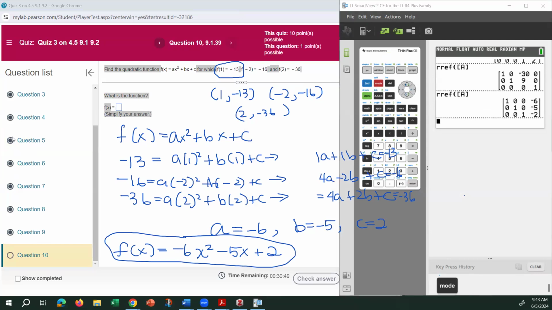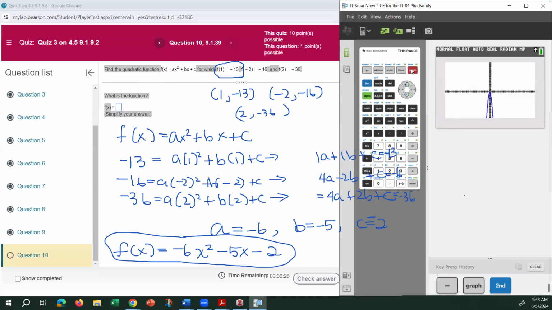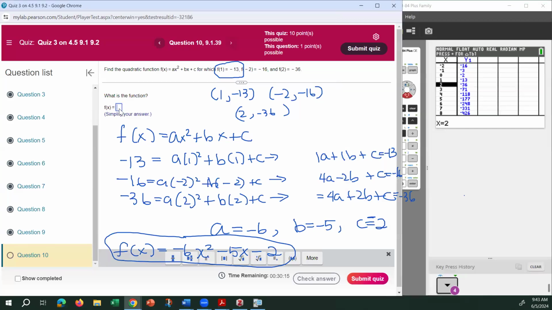So it's good that I checked. I bet someone noticed it before. C is actually -2, and I have to put -2. All right, let's go back and graph it. So it's a good thing I double checked myself. So this is minus. If we graph, now we go to table, it should match. So at 1, you can see -13, at -2 is -16, and at 2, you're given -36. So the function that we have here does go through all those 3 points.